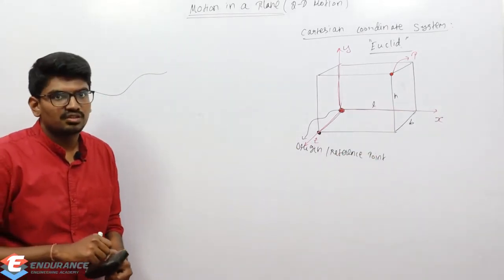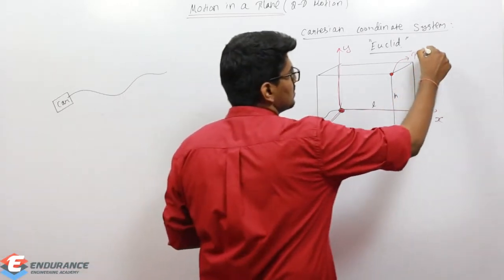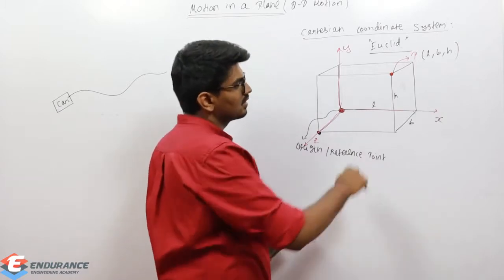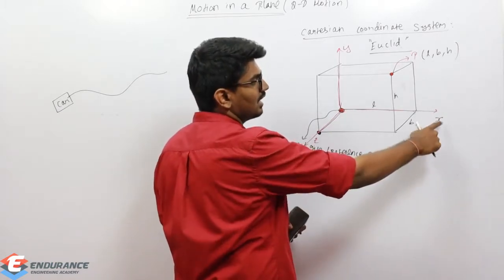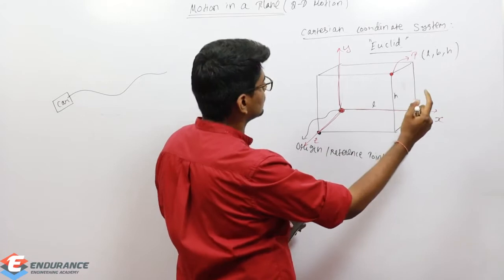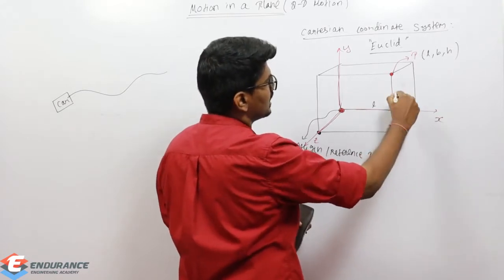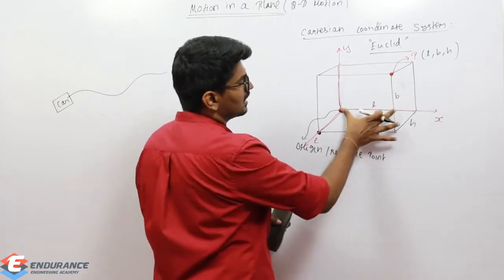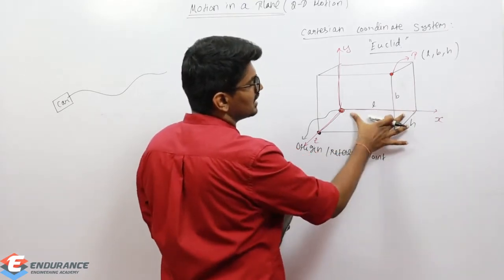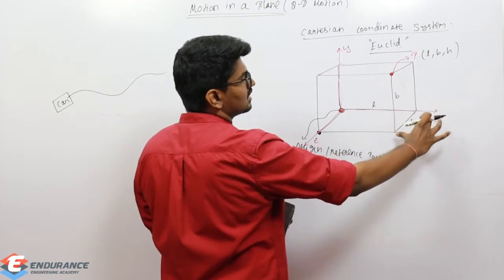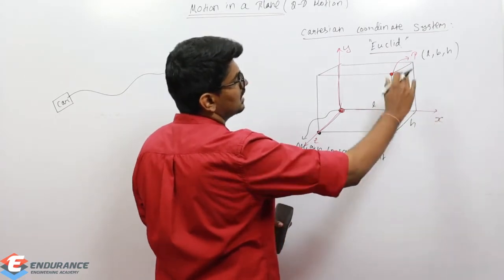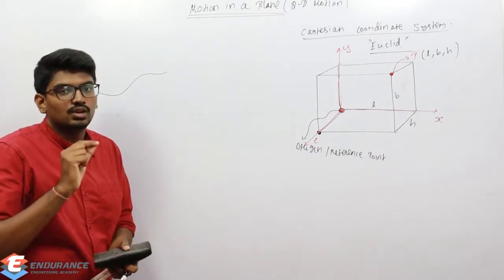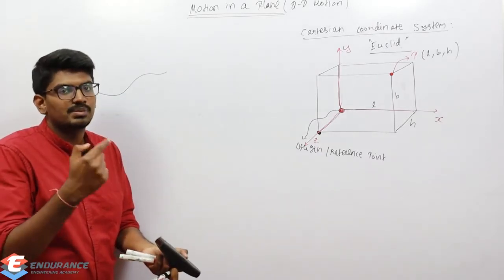Now what about the position of P then? Very simple, the position of P will be L, B, H. So length L in the X direction, breadth B in the Y direction, and this is H in the Z direction. So that point, that coordinate, is L, B, H.